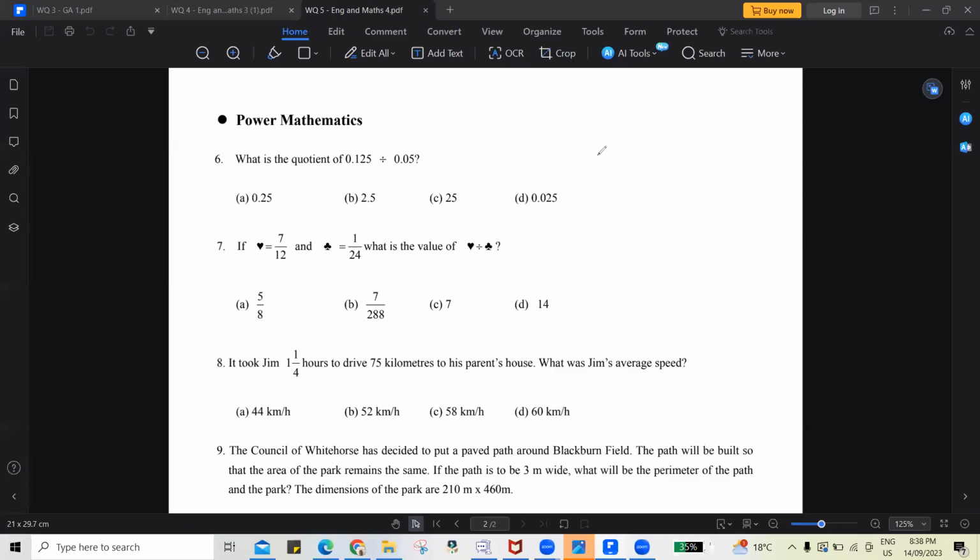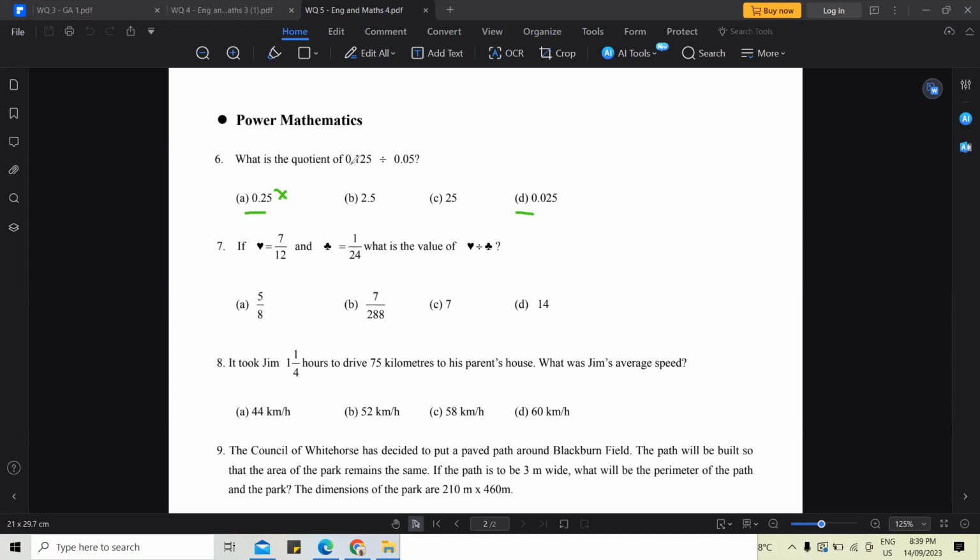A is not correct, right? A is not correct. It's not. There's something with the decimal points. Oh no, it's D. It's D.